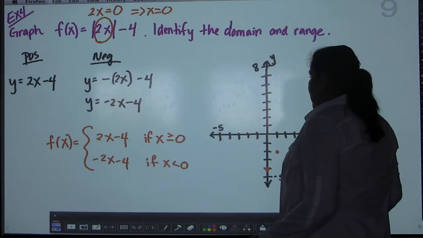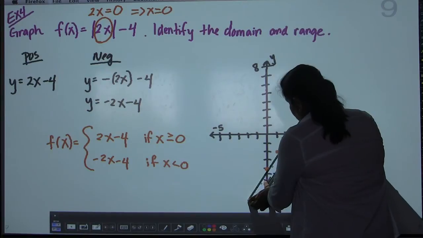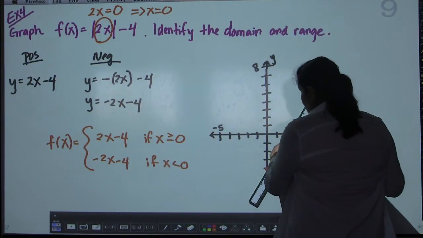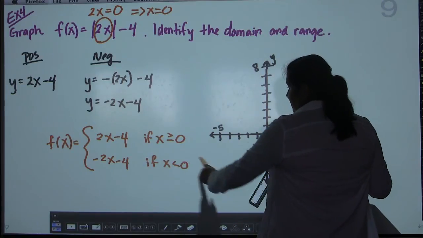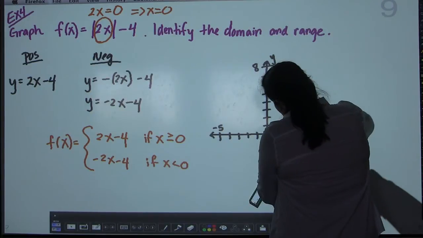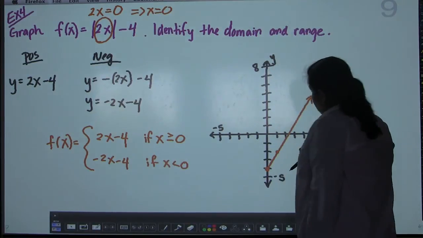All right? And when I connect those two dots together, I'm not going to let my graph go beyond the 0 because I want it to stay to the right of 0. So I draw my line like this, okay?